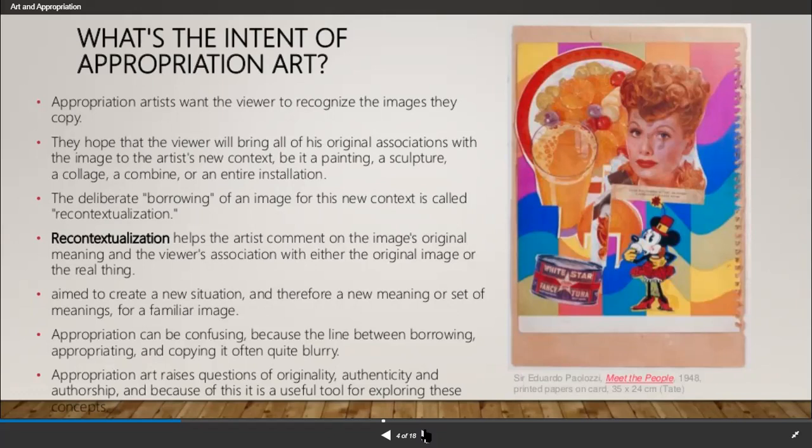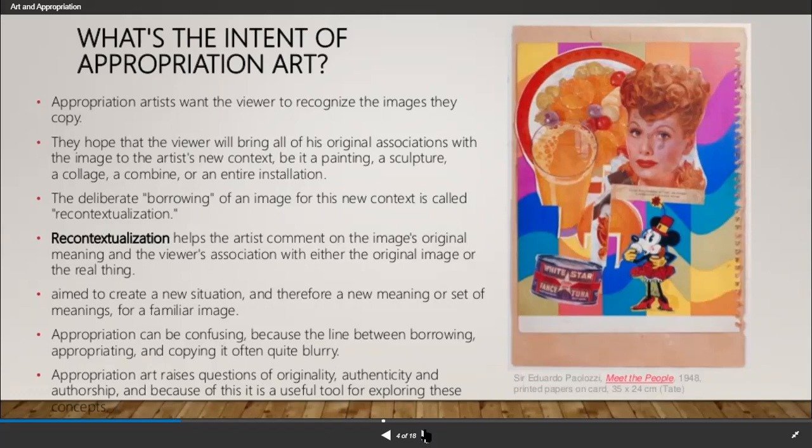The word re there means there was a major change of the image which they copied from the first one to the second one. So it aimed to create a new situation and therefore a new meaning or set of meanings for a familiar image. Appropriation can be confusing because the line between borrowing, appropriating, and copying is often quite blurry. It's quite in line with what we talked about regarding appropriation and recontextualization.